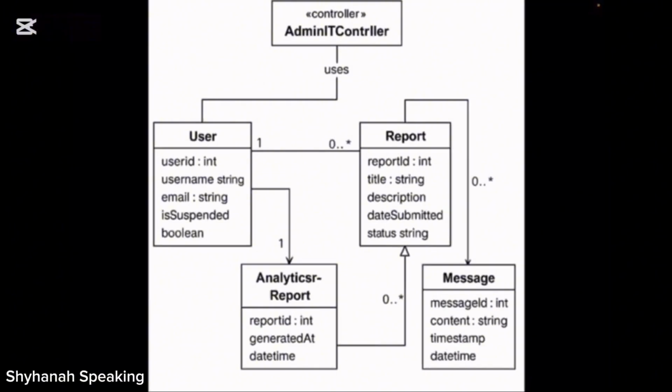The system is managed by the admin IT controller, user, report, analytics report, and message. The admin approves reports, manages the user accounts, and generates analytics, while the IT staff focuses on updates, backups, and system maintenance. The controller coordinates all admin and IT actions. Together, both DCDs give a clear structural view of how the lost and found system works for regular users and for administrators or the IT.